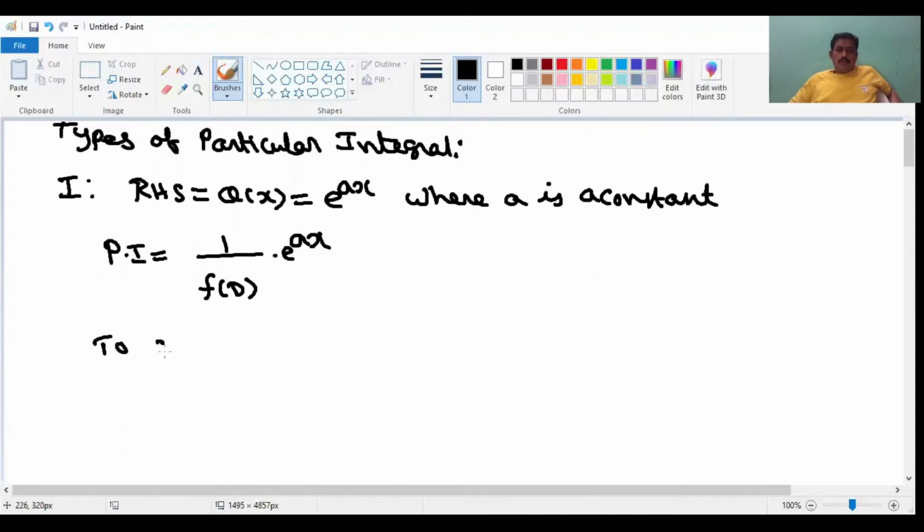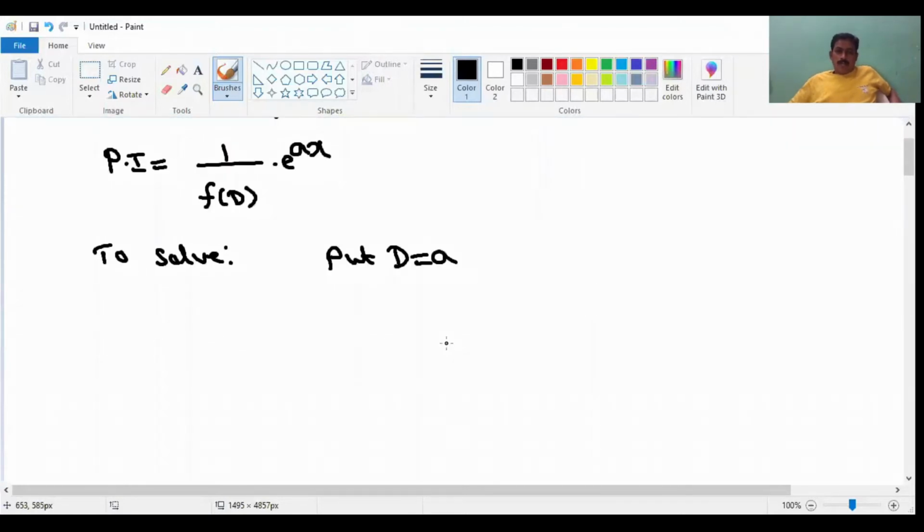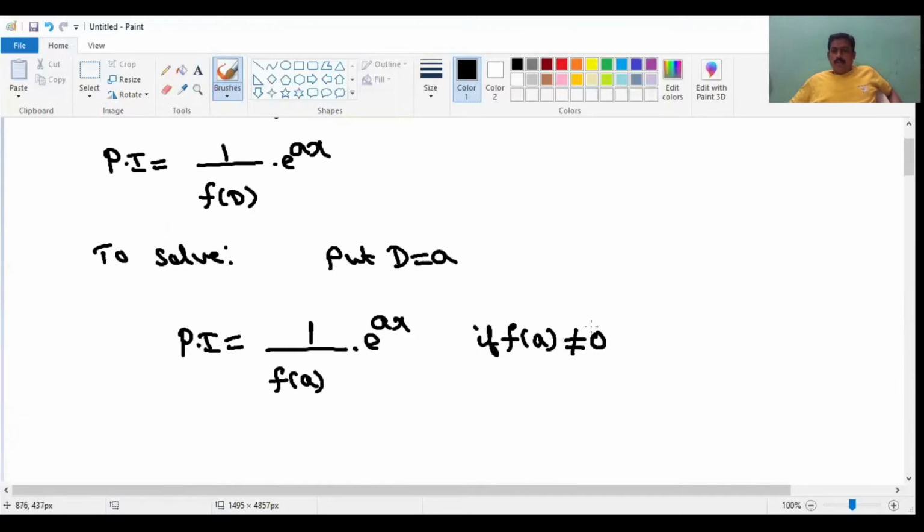To solve this, we have to put d equal to a. So your PI equals 1 divided by f of a, d is replaced by a, so 1 by f of a into e power ax, if f of a is not equal to 0.